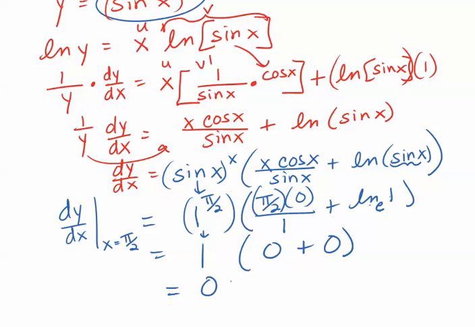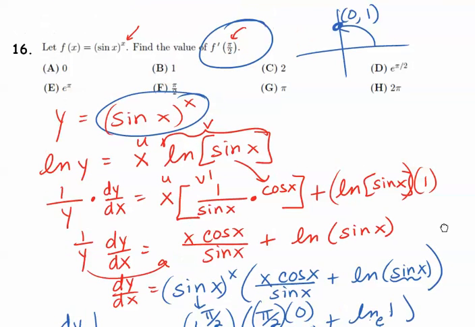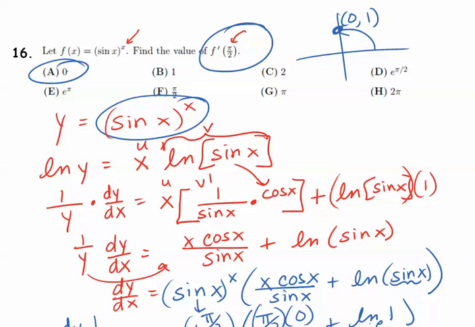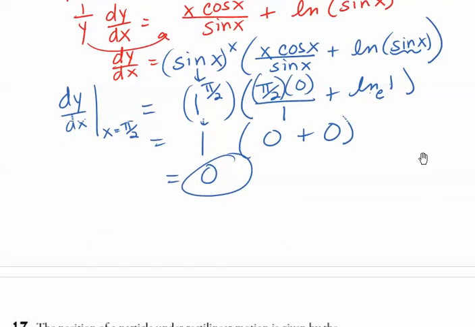So does it look like we come up with 0? And let's find our choice in our multiple choice. So we're going to choose A. So a lot of work just to get a 0.